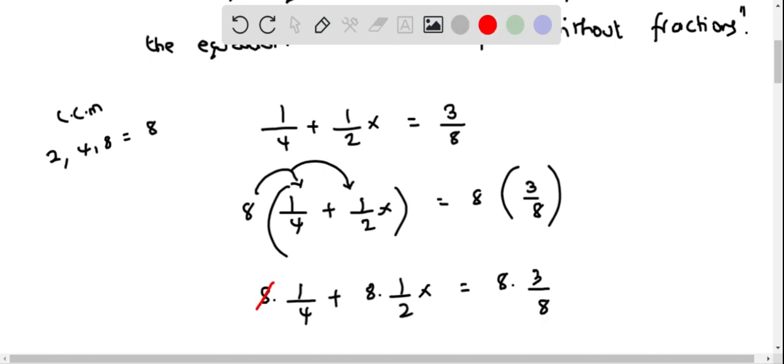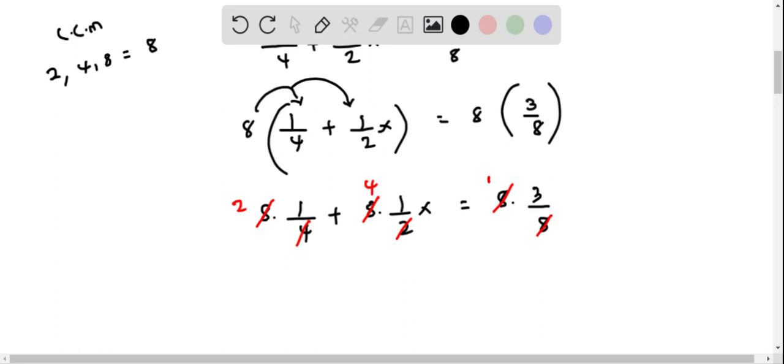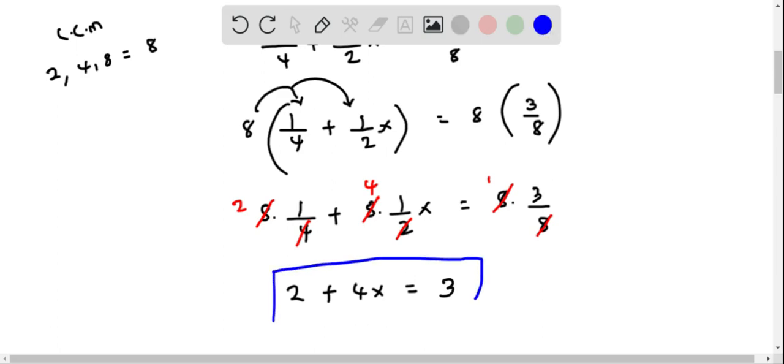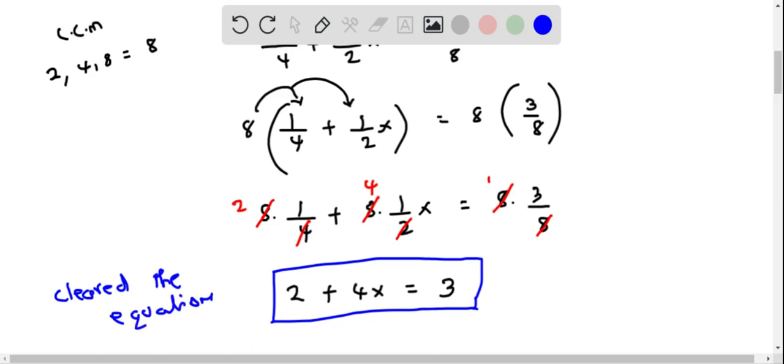Now we can do some cancellations. That is, 8 goes into 4 as 2 times, and 8 goes into 2 as 4 times, and 8 goes into 8 as 1 times. So let's simplify this. So we have 2 times 1 is 2, plus 4 times x is 4x, and this equals 3. Okay, so we can see that we get this equation which is without the fractions. So this is the equation without the fractions, and this means we have cleared the equation. Clear the equation, or otherwise we can say clear the fractions.